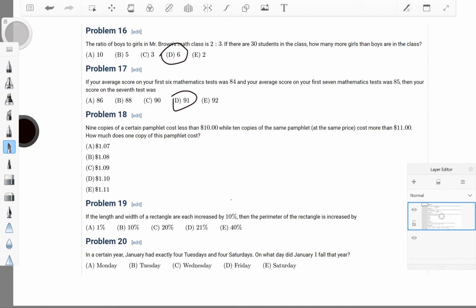This one's logic-y. 9 copies of a certain pamphlet cost less than $10, while 10 copies of the same pamphlet at the same price cost more than $11. How much does one copy of this pamphlet cost?